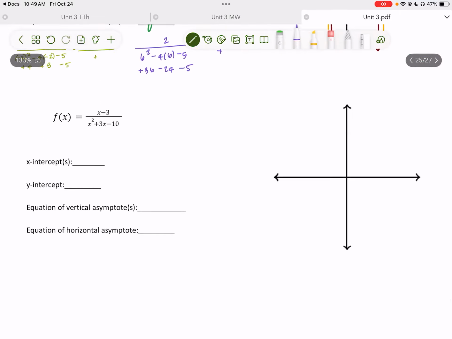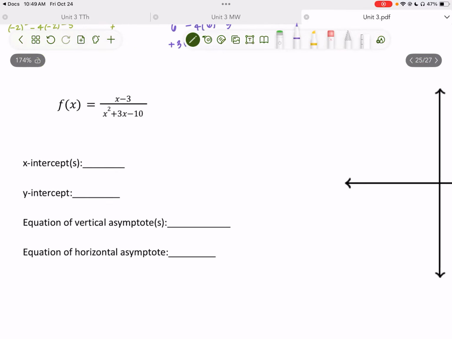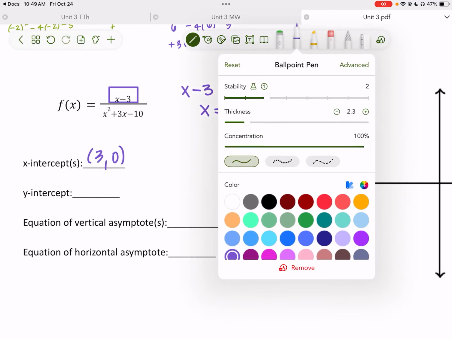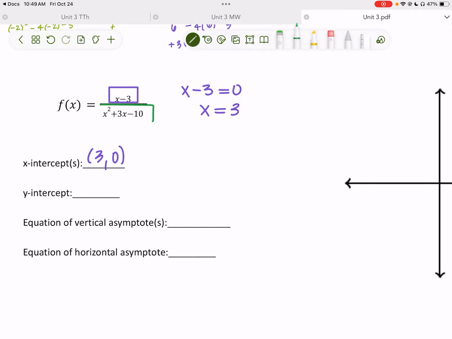Let's do this last one. For the x-intercept, we'll go ahead and set this equal to 0 and solve. So we'll have (3, 0). For our denominator, we can find our vertical asymptotes. So x squared plus 3x minus 10. You're pros at factoring at this point, so you know what this should look like.